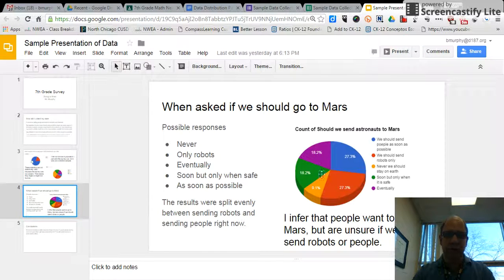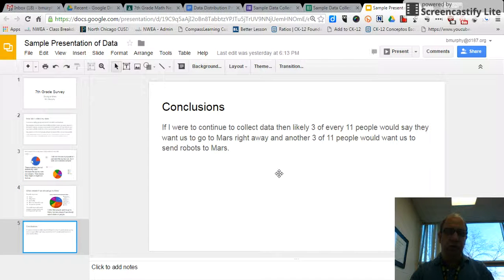The results were split evenly between these two, so I infer that people want to go to Mars but are unsure if we should send robots or people. Maybe even they will send robots first and then people second. My conclusions, my inferences. If I were to continue to collect data, then 3 out of 11 people would say they want to go to Mars right away, and another 3 out of 11 people would want to send robots to Mars. What about the other 4 people who answered the survey? What would they answer? So I've missed one of those questions. I'm helping you out just for that extra credit.